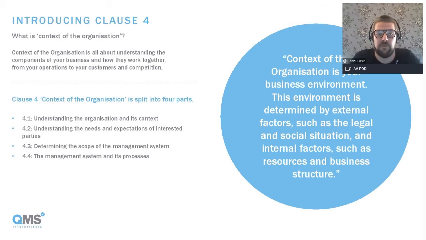So we'll look into clause 4.1, which is identifying the issues, 4.2, which is the needs and expectations of your interested parties, clause 4.3, which is the scope, a brief sentence of what you do as an organization and what the management system is covering, and then clause 4.4, the management system.